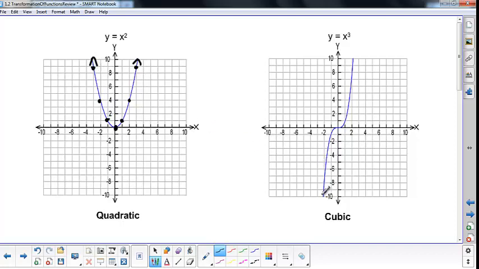Then we move over to our cubic function. Again, try to remember your base points. So (0, 0), (1, 1), (2, 8), and if we could, (3, 27). And whenever you cube a negative number, so for example negative 1, you're going to get a negative answer. So (-1, -1), (-2, -8) would be your next point, and so on and so forth.